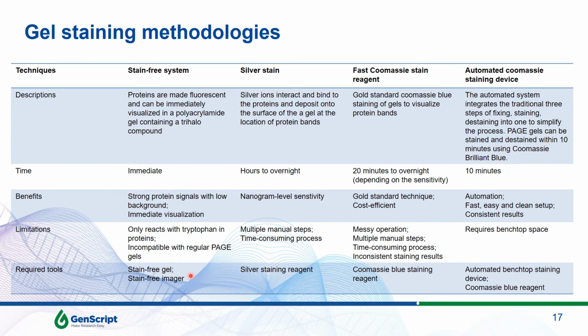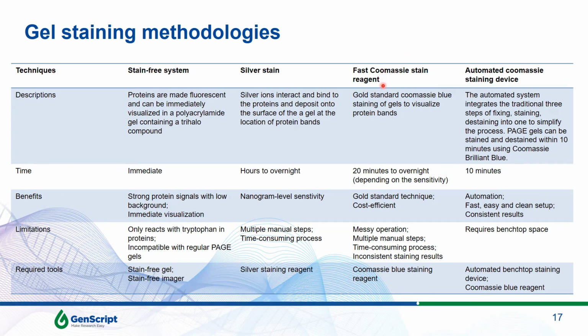Second, the silver staining is when silver ions interact and bind to the proteins and deposit onto the surface of the gel at the location of protein bands, which requires about hours to overnight to visualize. Its greatest advantage is that it has nanogram level sensitivity, while it involves multiple manual steps and is very time consuming. It requires silver staining reagent for this method.